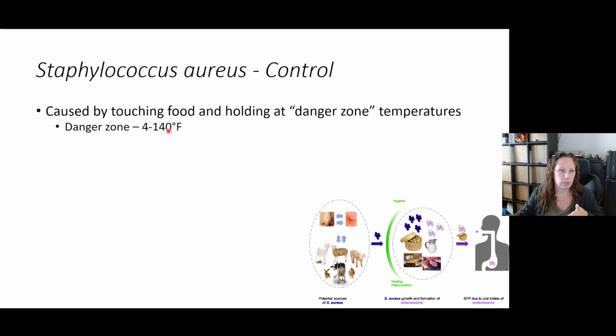This should say 40 to 140. It says 4. Should it say 40 to 140? It's 4 degrees Celsius, but that would be two different temperature measures.